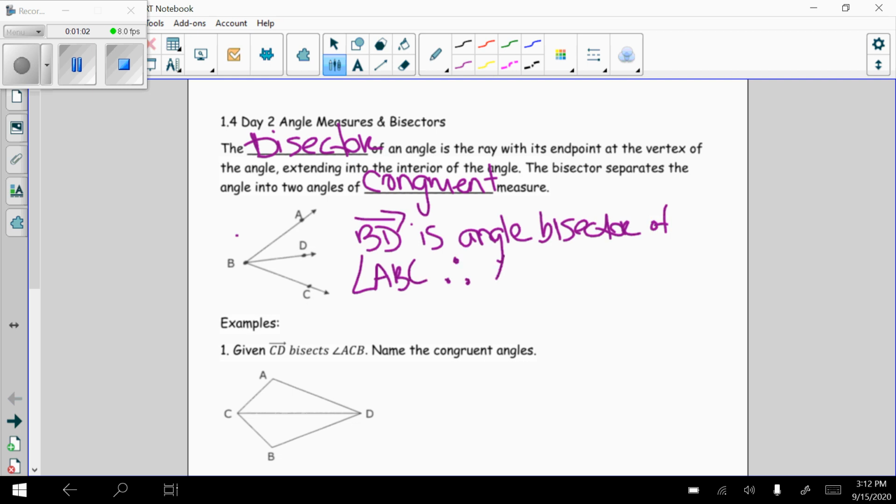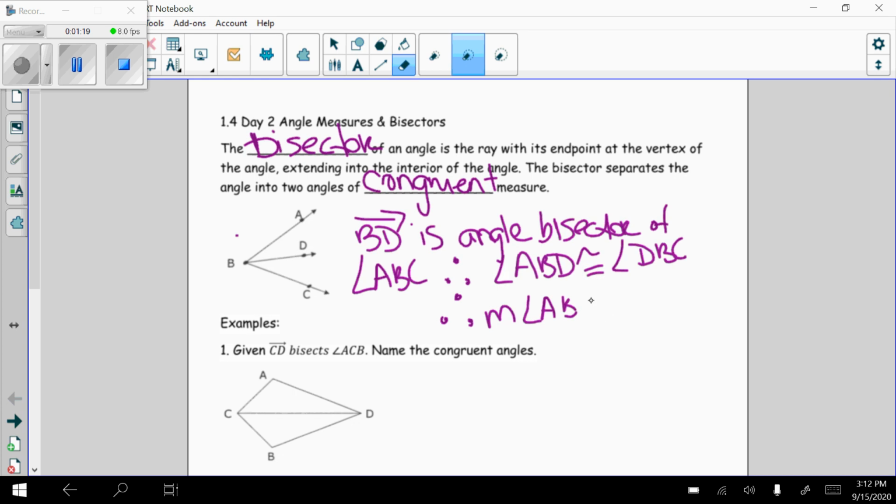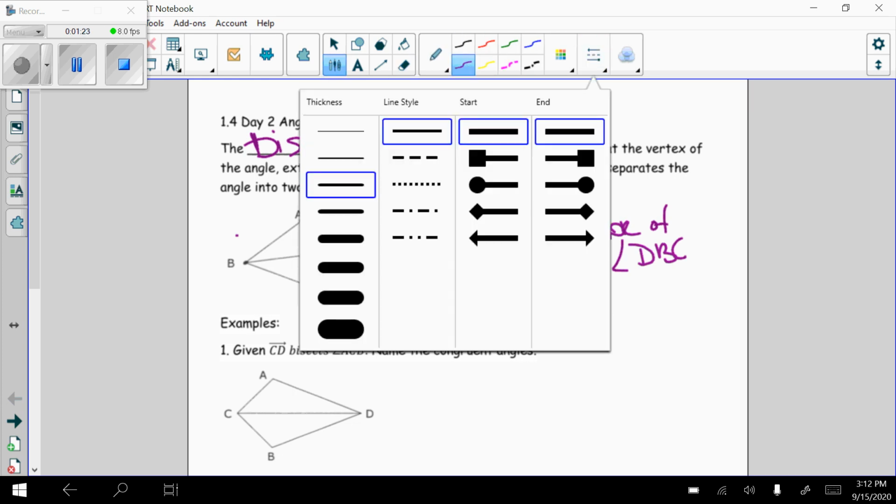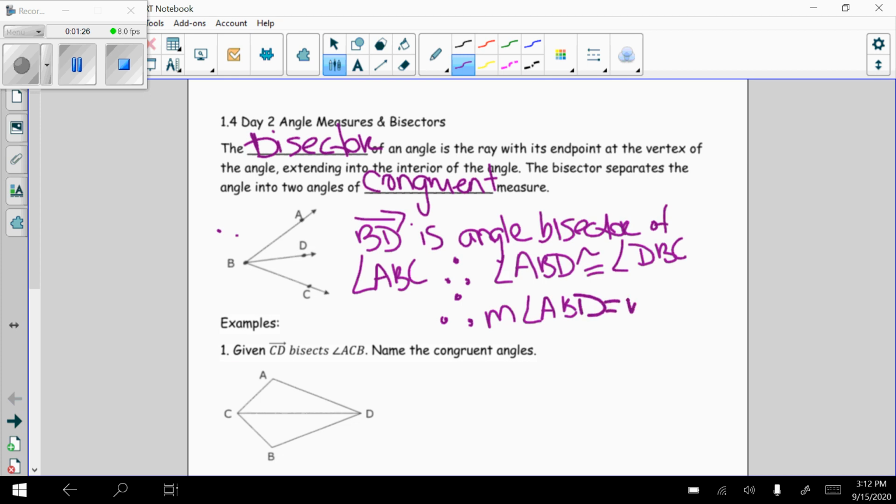Therefore, angle ABD is congruent to angle DBC. Therefore, the measure of angle ABD equals the measure of angle DBC. Right? And so if we wanted to do our angle marks, there's one mark, they have the same.